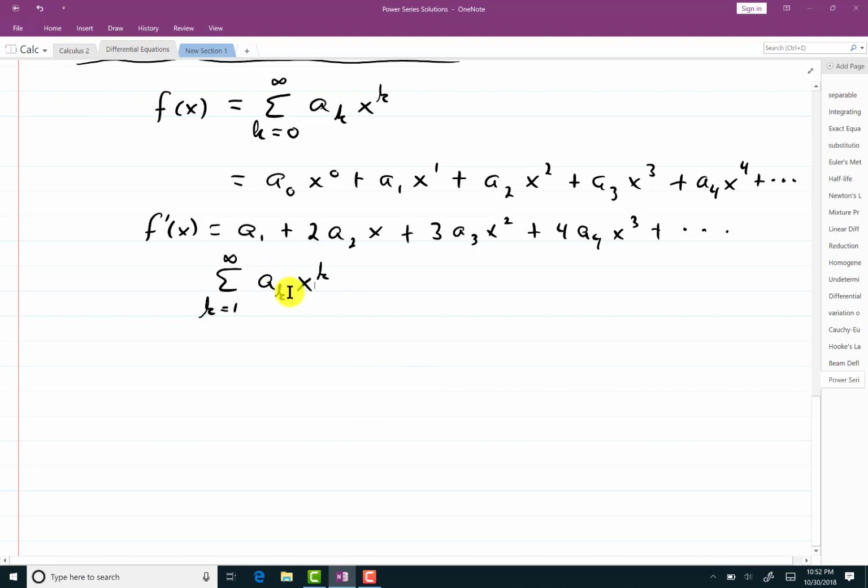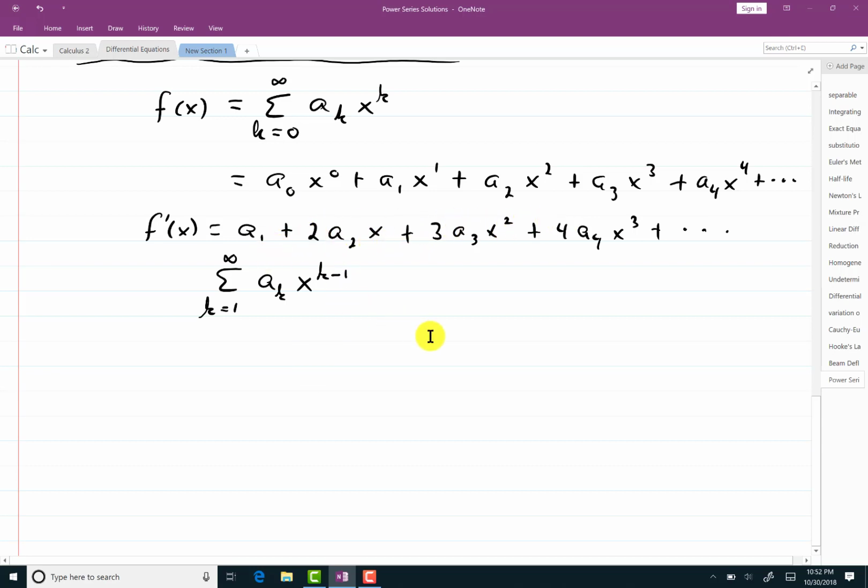If I try to write this, when I start, you'll get a1 is matched with x to the 1, and that's not true. X to the 1 is matched with 2a2. So how can I match these correctly? Well, probably the better thing to do is to put a minus 1 here, right? And that way, when k is 1, I have a sub 1 x to the 0, and x to the 0 will be taken as 1.